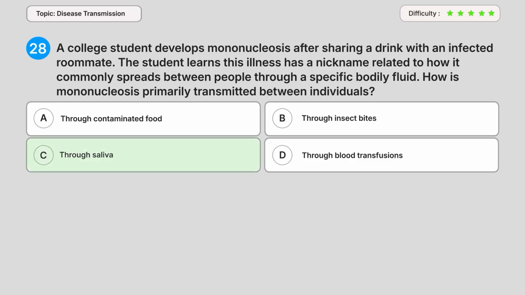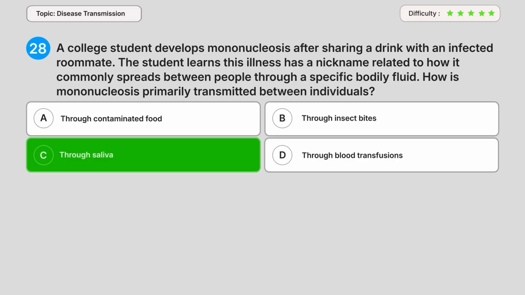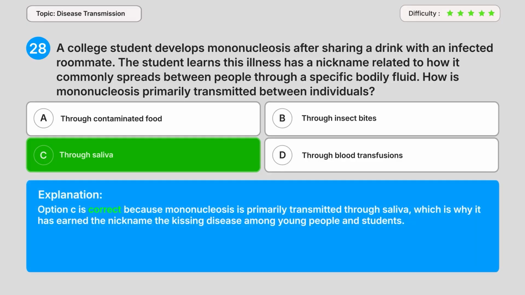Correct answer, C. Through saliva. Explanation. Option C is correct because mononucleosis is primarily transmitted through saliva, which is why it has earned the nickname the kissing disease among young people and students.